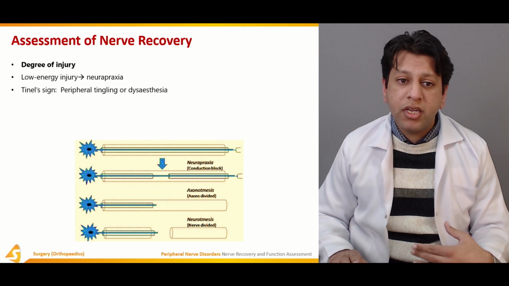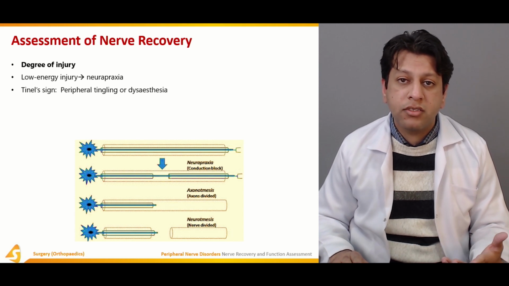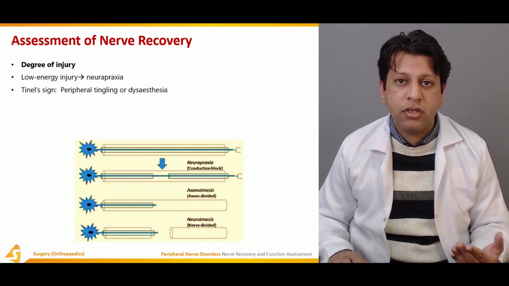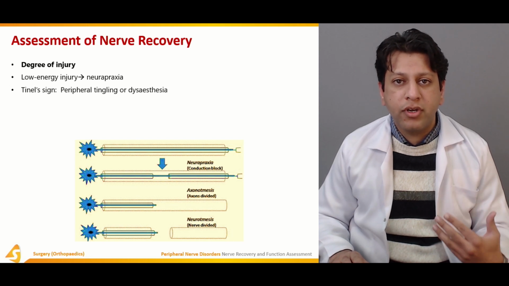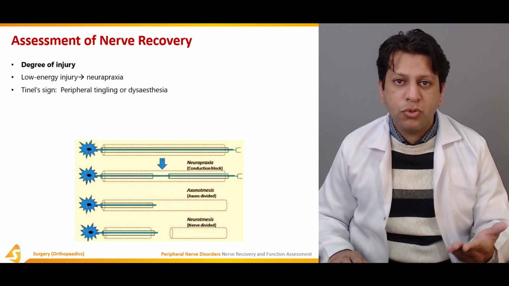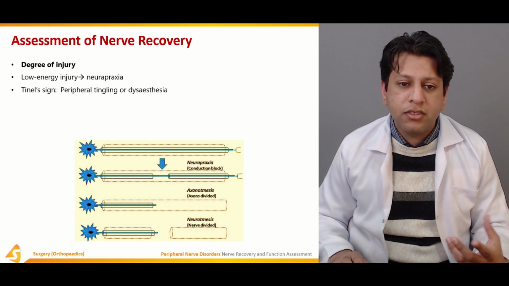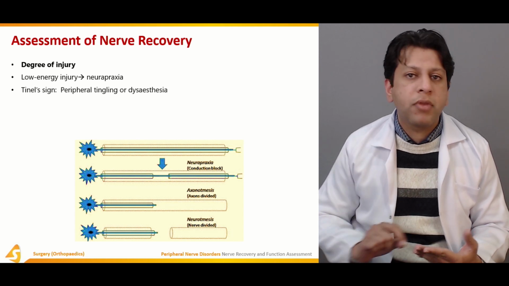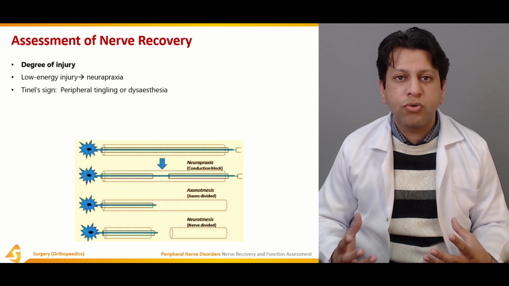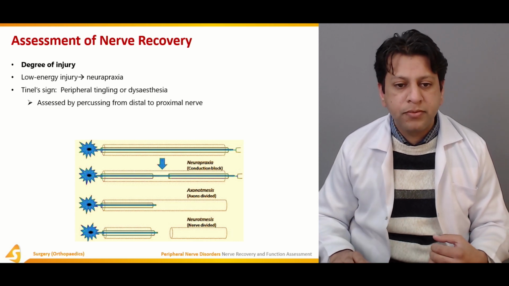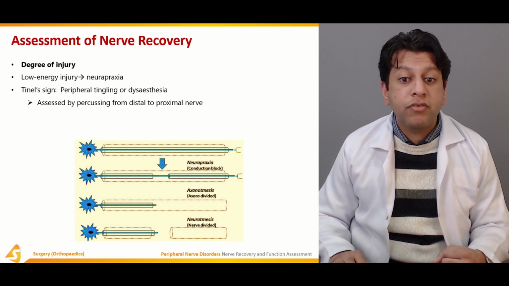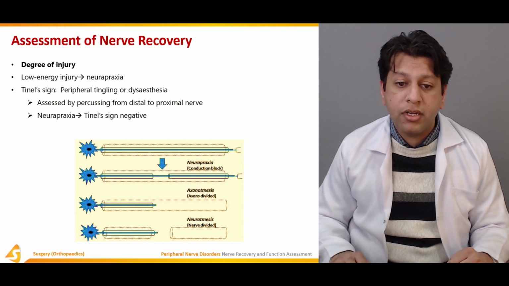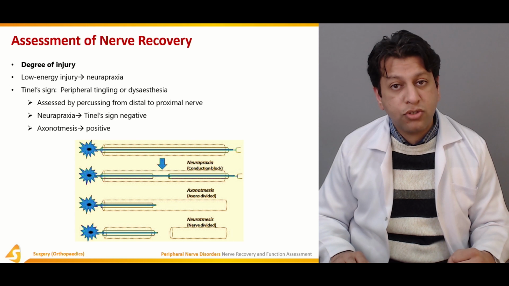That recovery can be measured in the form of a Tinel sign, which is peripheral tingling and dysesthesias. As we move upward closer to the lesion, the nerve shows some degree of function, and as we move away, it shows more dysfunction. This is classically seen in the Tinel sign, and by percussing over the area supplied by the nerve, this gives us a crude picture of whether the nerve is regenerating or not. As I told you, assess by percussing from the distal to the proximal area. In neuropraxia the Tinel sign is usually negative, but in others it could be positive, like in axonotmesis.